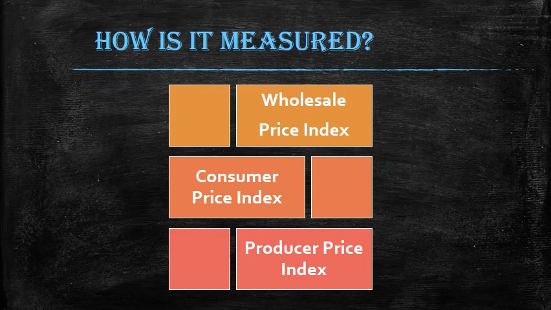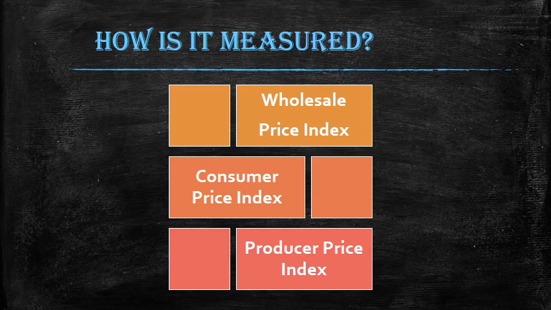How is it measured? There are three primary kinds of inflation indices. First is the wholesale price index, then the consumer price index, and now a very recent phenomenon is the producer price index. So first let us understand how any index is measured.